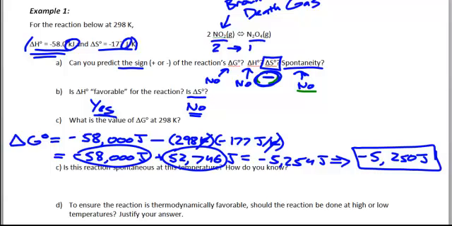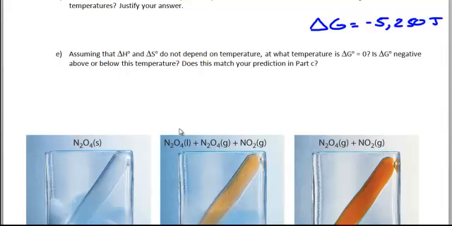So is the reaction spontaneous? All you have to do is look at the sign parked right in front of delta G. It's negative, so yep, it is spontaneous. Okay, so we've established that delta G is negative at 298 Kelvin, and therefore the reaction is thermodynamically favorable. But what about other temperatures?